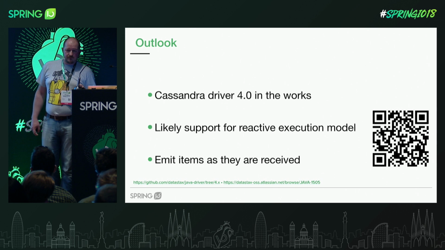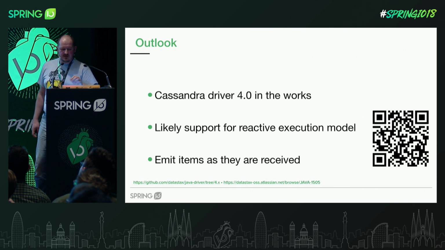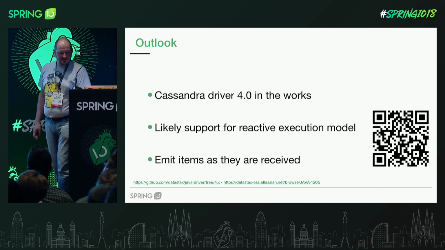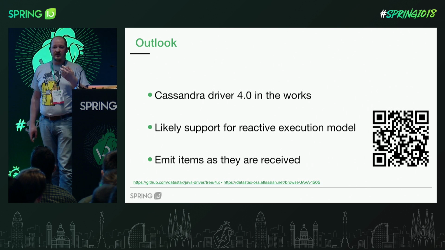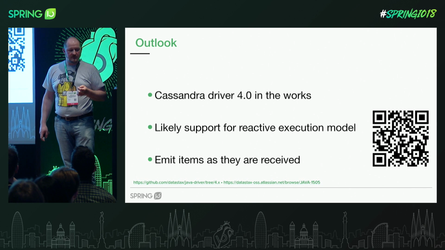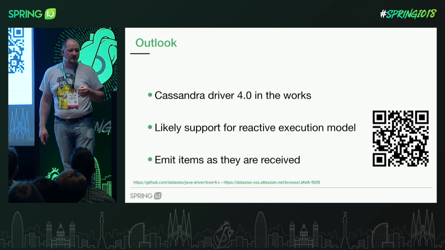There's an outlook to that. DataStax is working on a driver 4.0, which is currently in the works. It should have been published by April. Yeah, it's not there yet, but it will feature reactive execution support, which means that it will be, again, a native reactive driver core, which allows us to adapt more smoothly to the specifics of this API, and emit items as soon as they are processed. That's a link to the GitHub repository and the Jira ticket they have. And if you're interested in that, you can follow these links and leave your vote in the issue tracker.